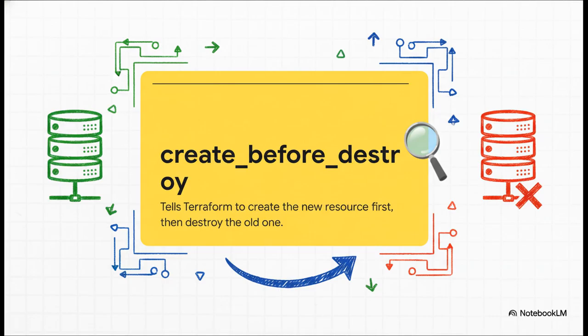All right, first up is create before destroy. The name pretty much says it all, right? By default, when you change a resource, Terraform destroys the old one before it creates the new one. And what does that mean? Downtime. This one little argument completely flips that script.